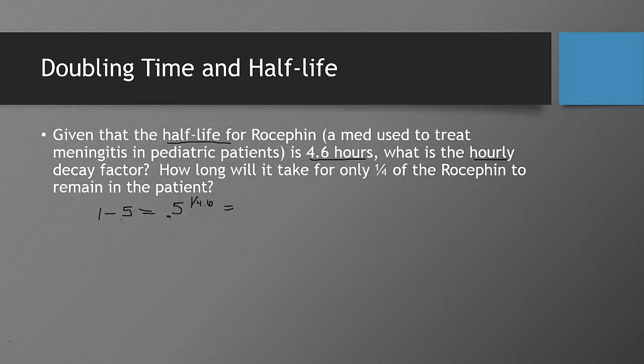So I'll put this on my calculator. When I put that on my calculator, make sure you're using parentheses around that exponent. And rounding off, I get 0.86. So that is the hourly decay factor.